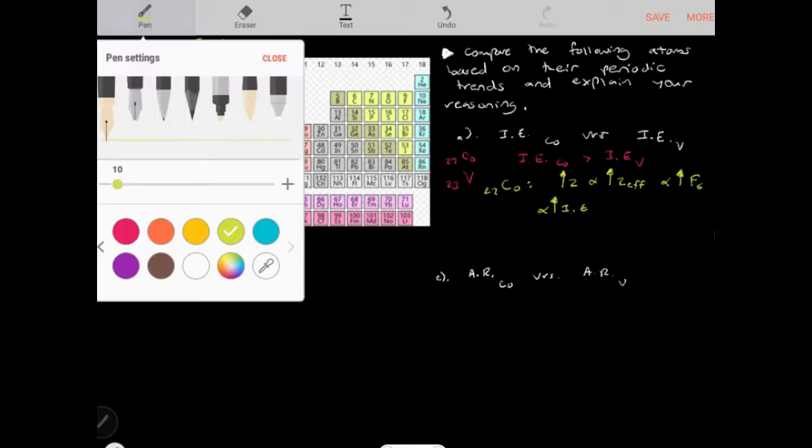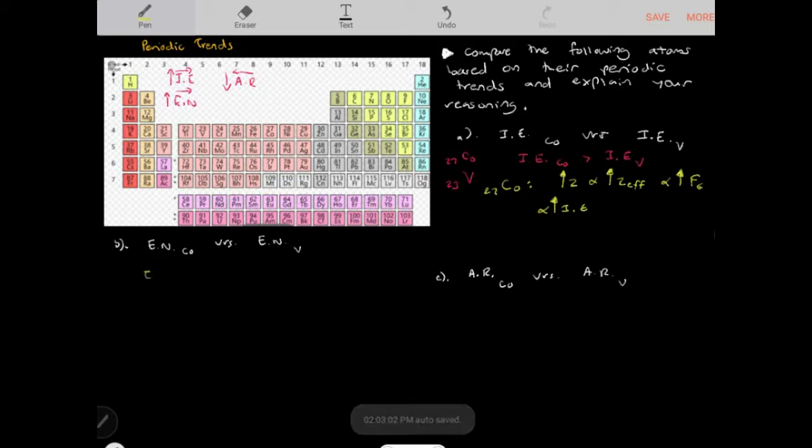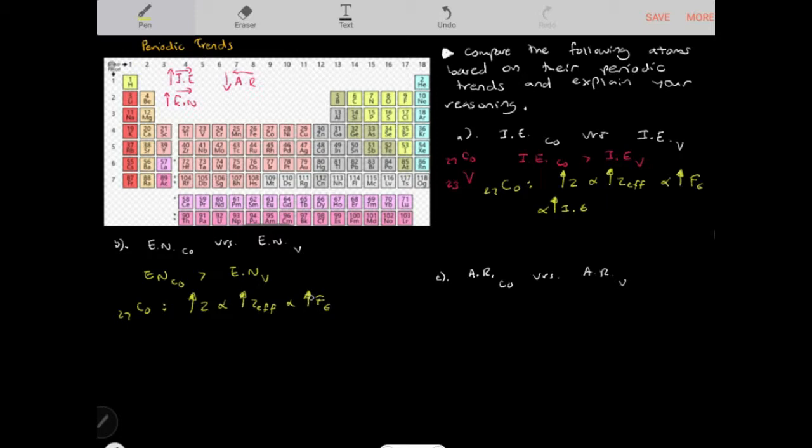Let's take a look at the electronegativity of cobalt versus vanadium. Electronegativity also increases to the right of a period, and the electronegativity of cobalt is greater than that of vanadium. We can attribute this to the fact that, looking at cobalt, the atomic number increases. As a result, the effective nuclear charge increases, and the force of attraction increases. We know that electronegativity is the attraction of the nucleus to the valence electrons, so this explains why the electronegativity also increases.